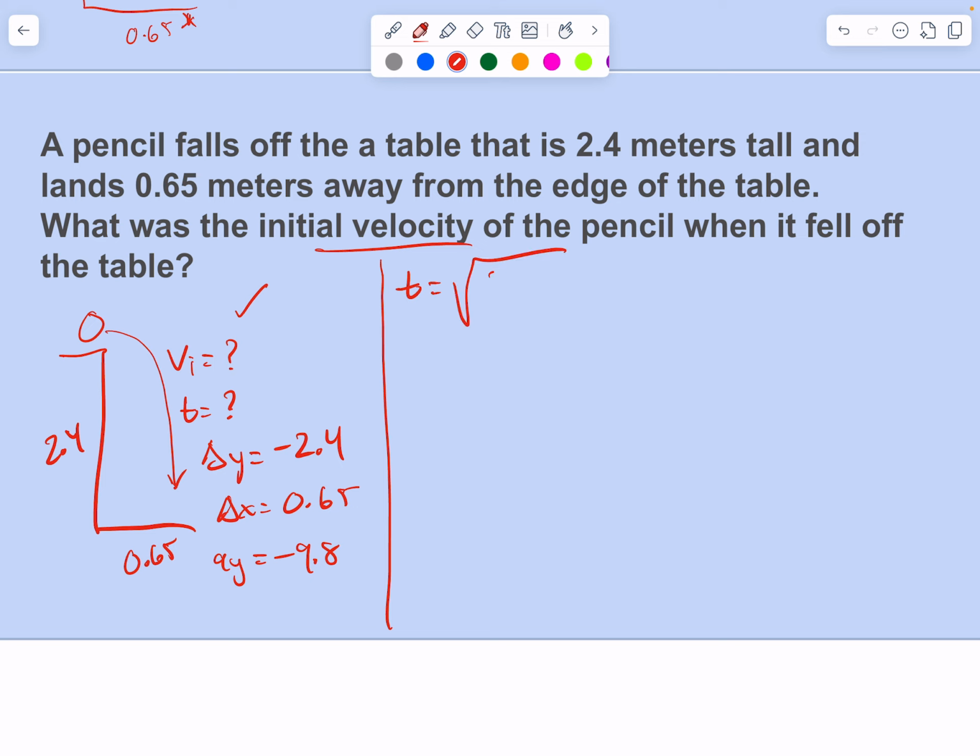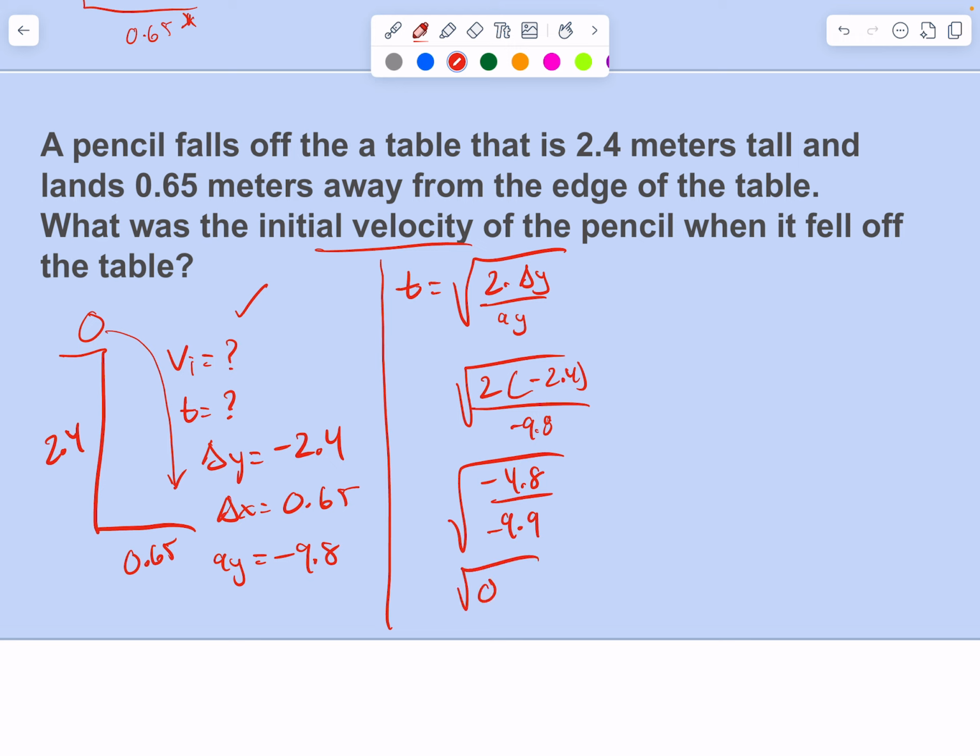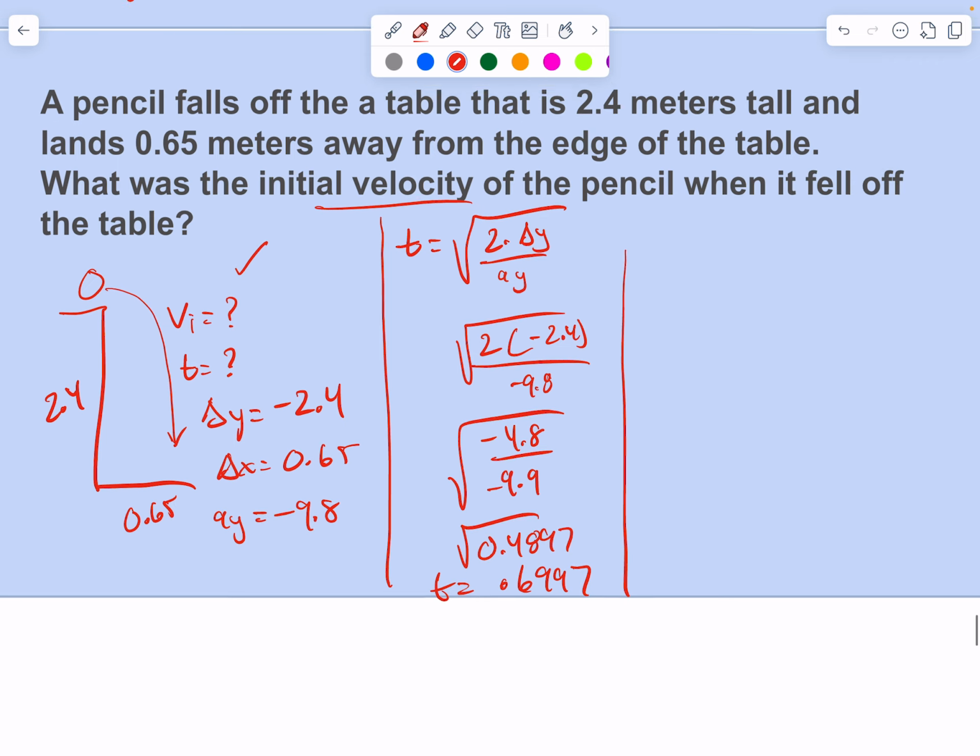So first, got to find out time, square root of 2 times delta y divided by a y. So this becomes the square root of 2 times delta y, negative 2.4, divided by negative 9.8. So 2.4 times 2 is going to be negative 4.8 divided by negative 9.8, square root of all that. So 4.8 divided by 9.8, again, I can make it positive because a negative divided by negative is a positive, is going to be the square root of 0.4897. I can just keep those numbers there and do the square root of 0.4897. And I end up with 0.6997 for time. I'm going to leave it like that because it's a big number. If I was to round that, I'd end up with 0.70, which you could do. I'm going to keep it like that because I'm just using it for the next part of the problem.